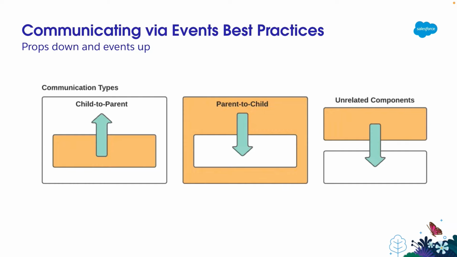There is one more communication type: if you have components that are loosely coupled and not part of the same DOM hierarchy. Those components are called unrelated components, and you can still communicate between these loosely coupled, unrelated components by using Lightning Message Service or pub sub events.